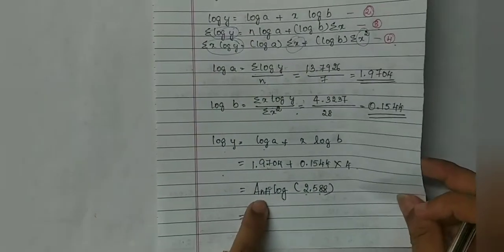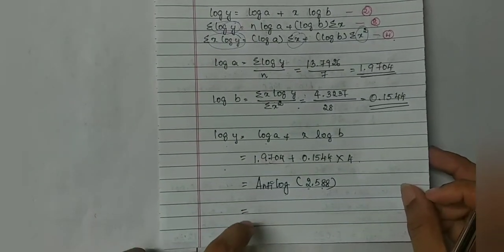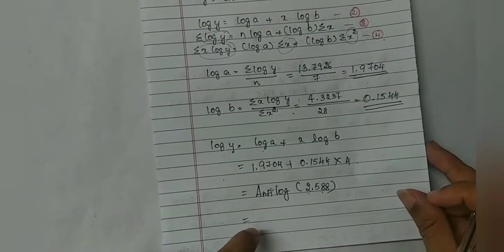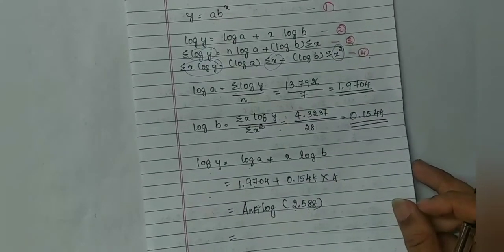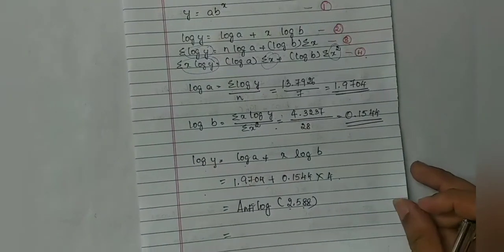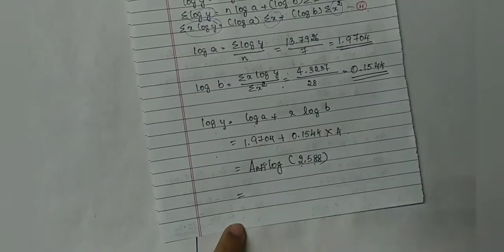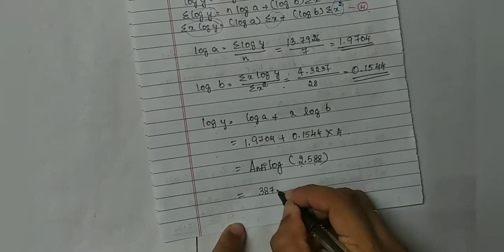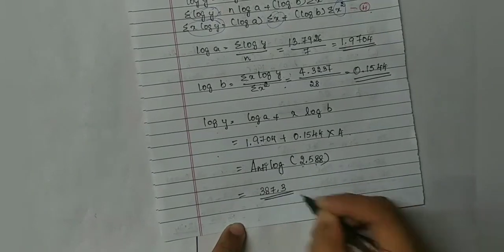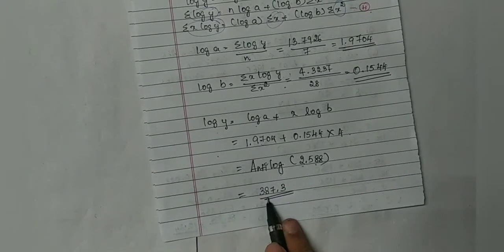How to find log and antilogs, I have explained in my first chapter videos. Please go through those videos to understand how to calculate the log table, how to use log tables and antilog tables. So now antilog of 2.588 is 387.3. So this is the sales for 2012.